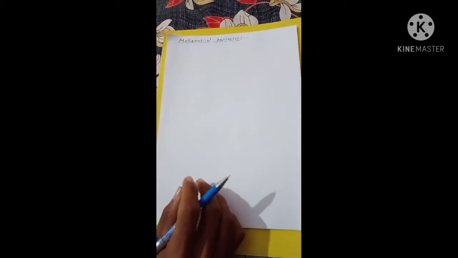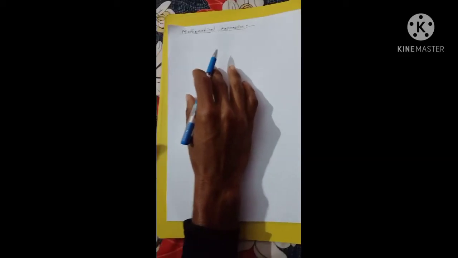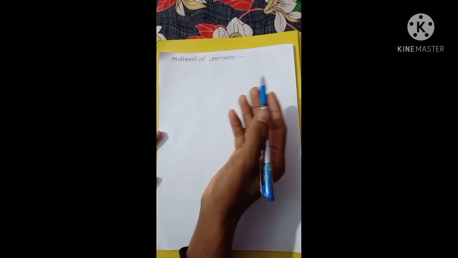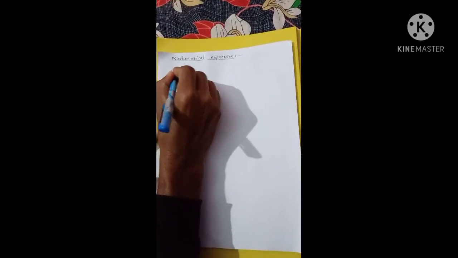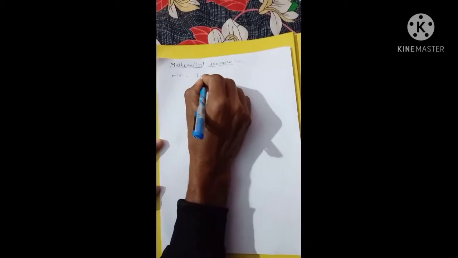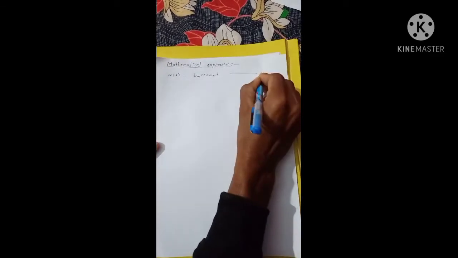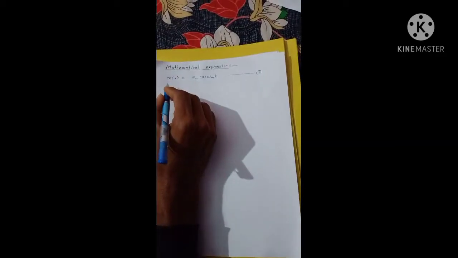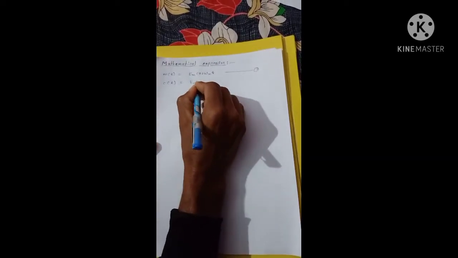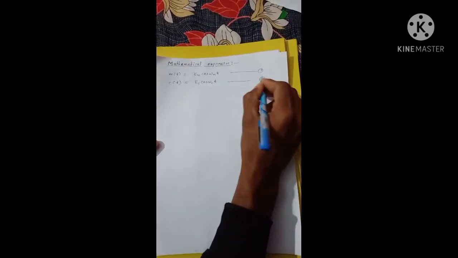Now we will discuss the mathematical expression of DSBSC modulation. We know that the modulating signal is represented by m(t) equal to Em cos omega m t. Let this be equation first. And the carrier signal is represented by c(t) equal to Ec cos omega c t. Let this be equation second.